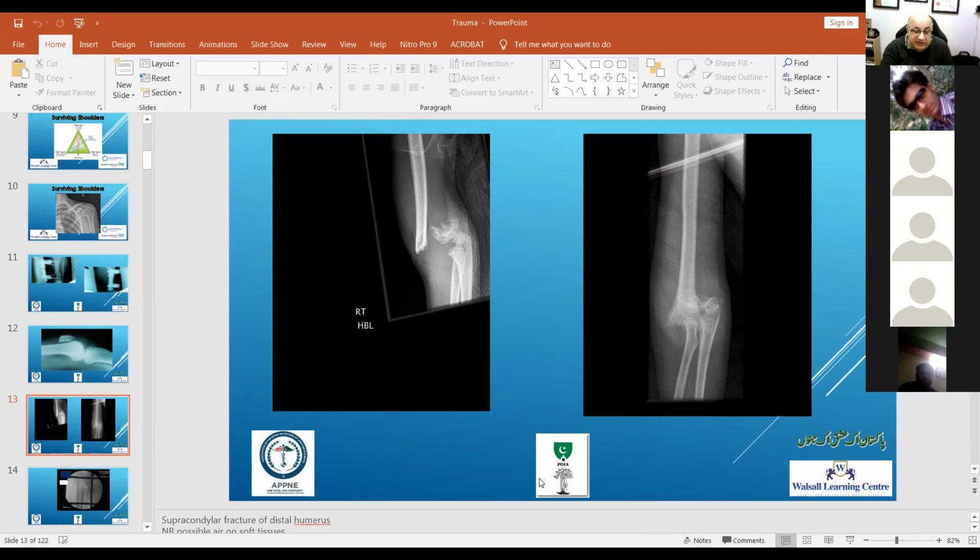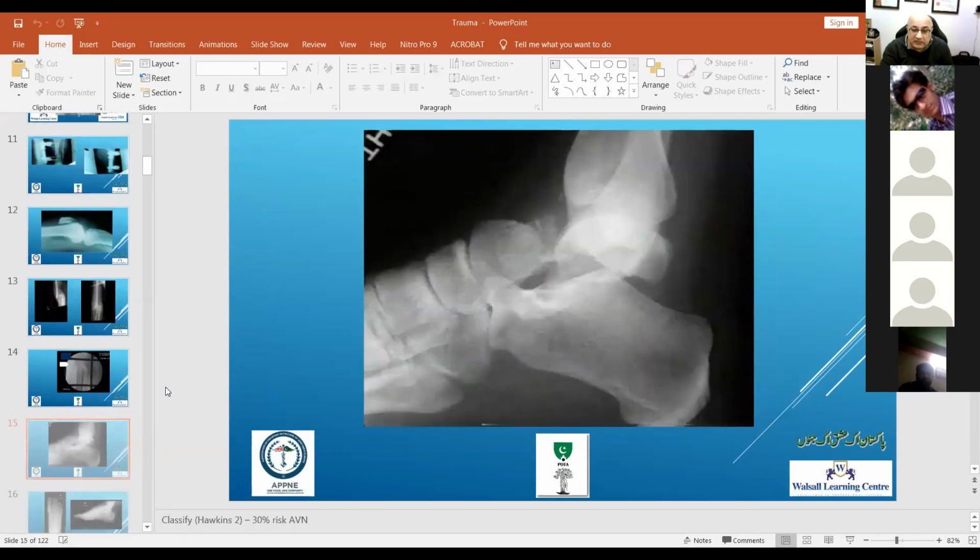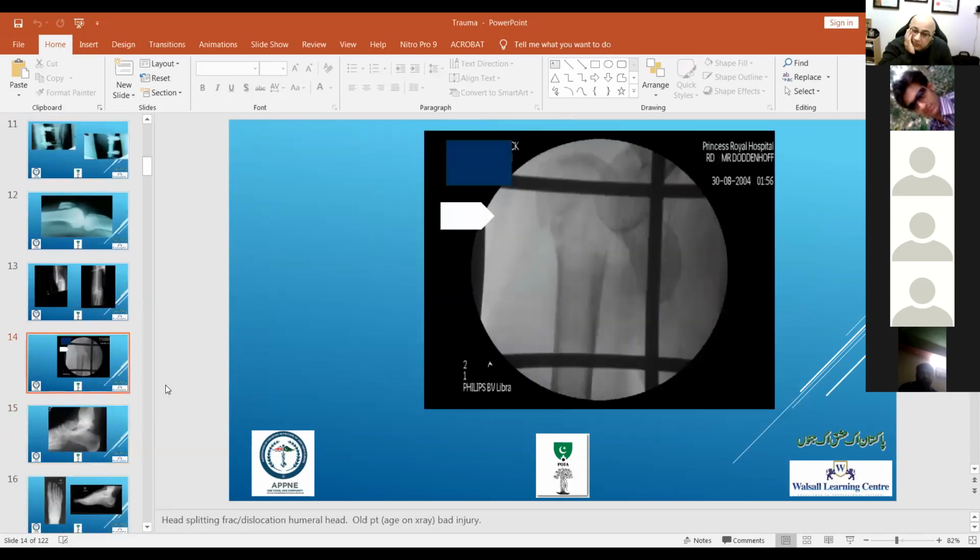Remember, if you have a vascular injury, you have to do a prophylactic fasciotomy every time. Oh yeah, right, sir. Yeah, that's a nice one.